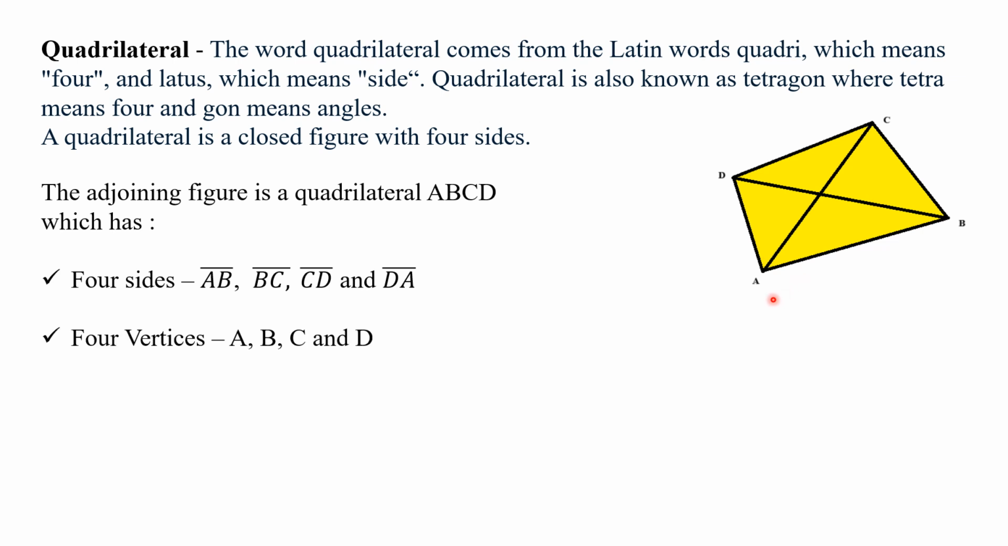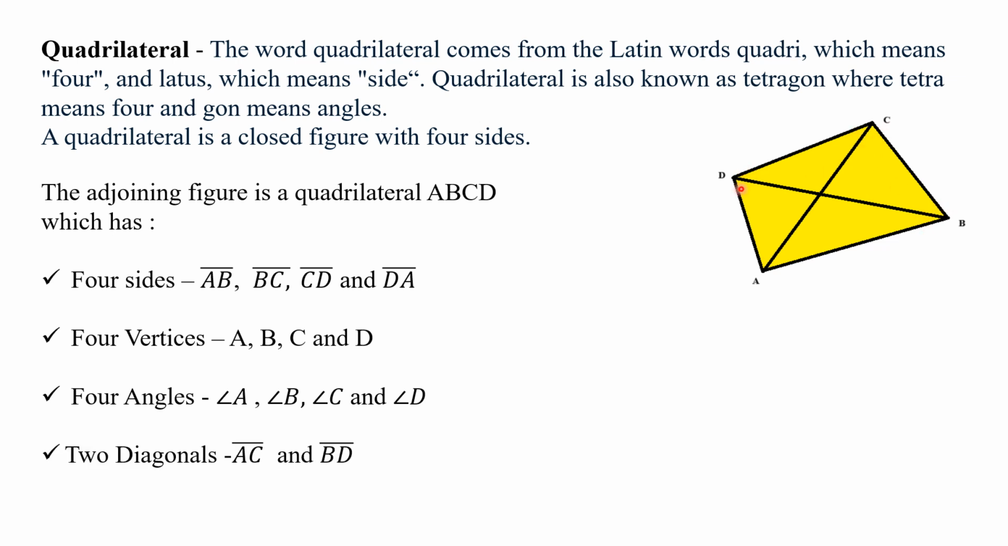Then it has 4 vertices also. So vertex A, B, C and D. It has got 4 vertices. It has 4 angles: angle A, angle B, angle C, angle D, and it has got 2 diagonals: AC and BD. Now diagonals are the line segments which join two non-consecutive vertices. So for vertex A, the non-consecutive vertex is C. So if you join A and C, AC will become a diagonal. Similarly, BD is a diagonal.